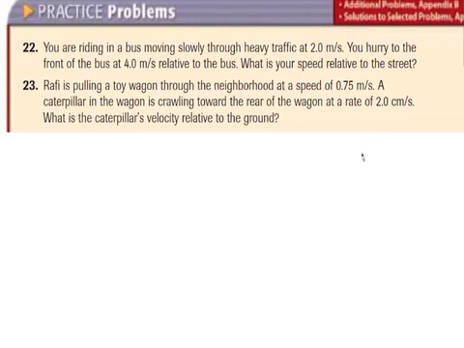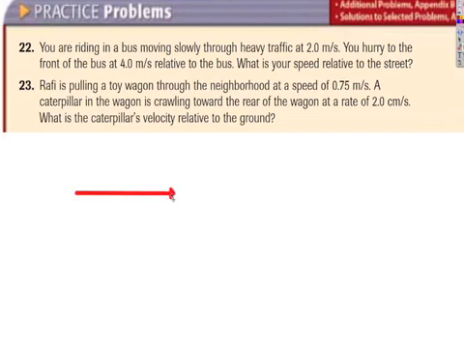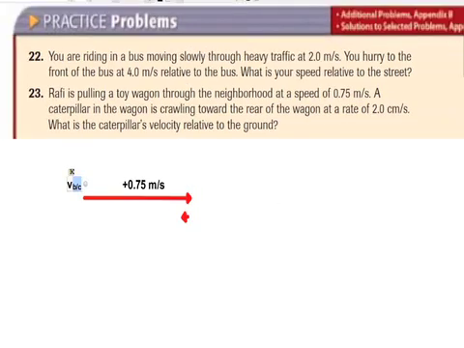Number 23, we have Rafi pulling a toy wagon at a speed of 0.75 meters per second. There's a little caterpillar on it who's crawling backwards to the rear of the wagon at 2.0 centimeters per second. Now, do you see why I made that vector so small? 2 centimeters per second.